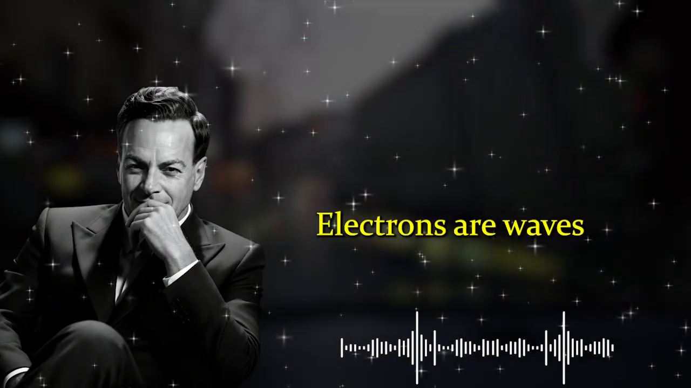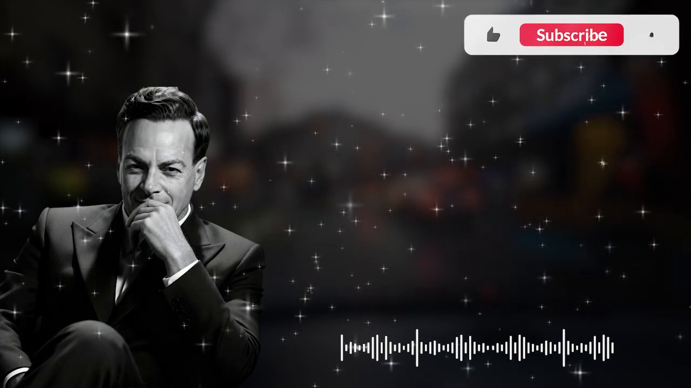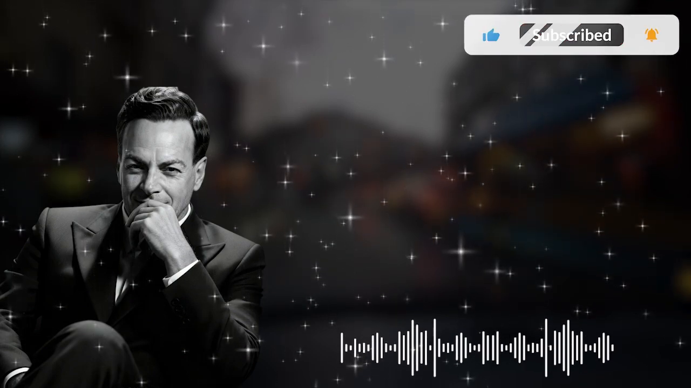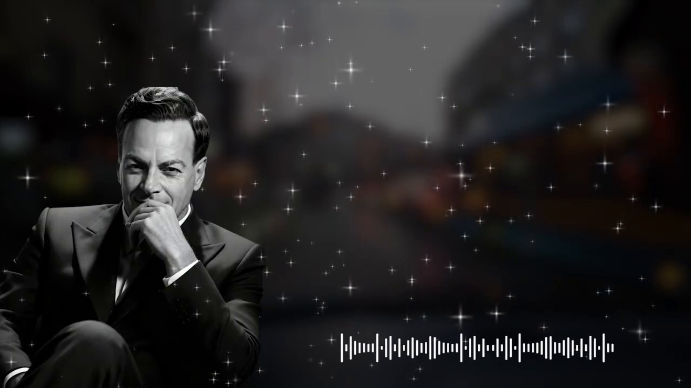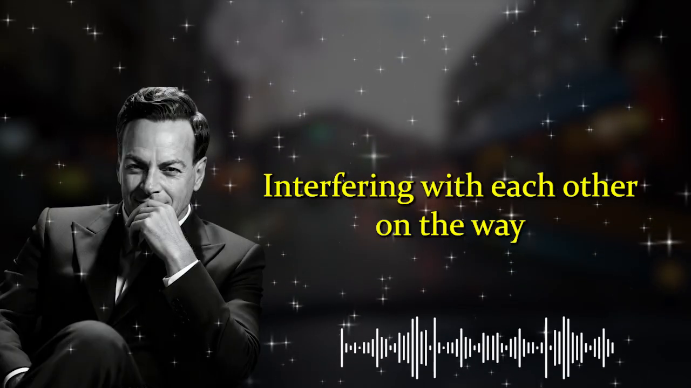So electrons are waves? But they arrive as clicks, individual lumps. We never detect a piece of an electron. It's always whole. Here's the situation. Electrons arrive like particles, but they arrange themselves like waves. Okay, maybe they're bumping into each other somehow, interfering with each other on the way.